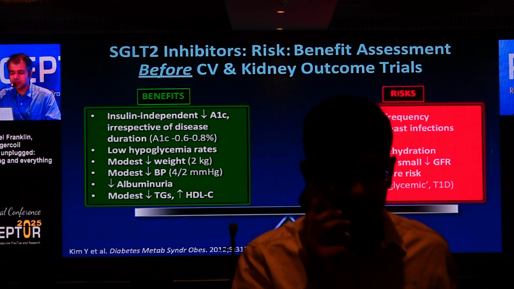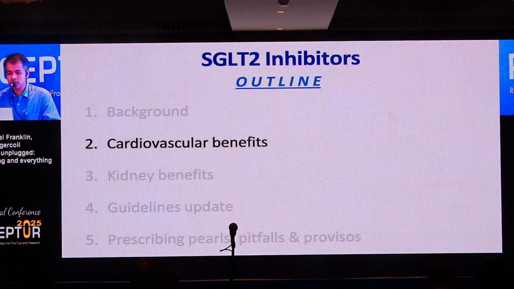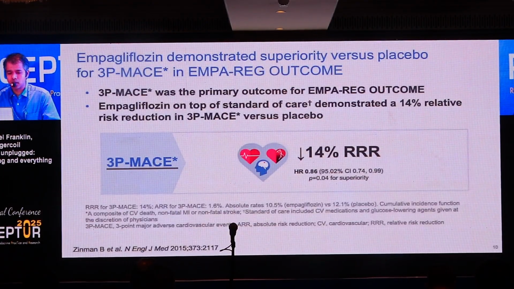The risks are increased urinary frequency, genital yeast infections, UTIs, risk of dehydration, a reversible small decrease in GFR, and increased fracture risk. This was observed only in the CANVAS trial, but in subsequent meta-analysis, this was not proven. The same applies for amputation. And euglycemic ketoacidosis happens mostly in type 1 diabetes, where it is now being given as an off-label indication. So moving on to cardiovascular benefits.